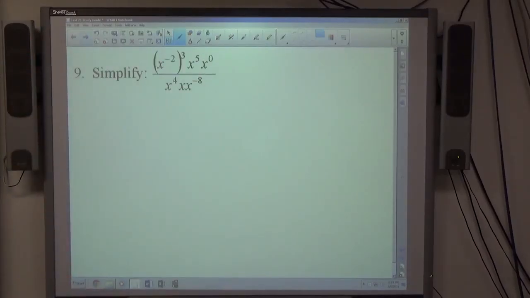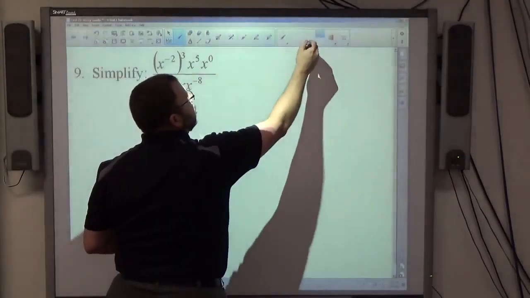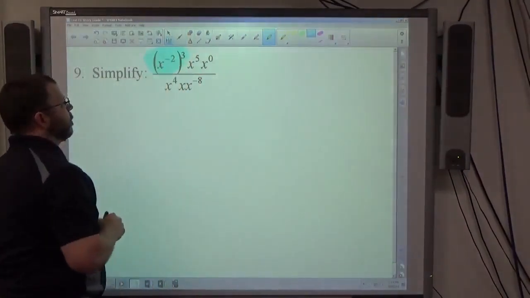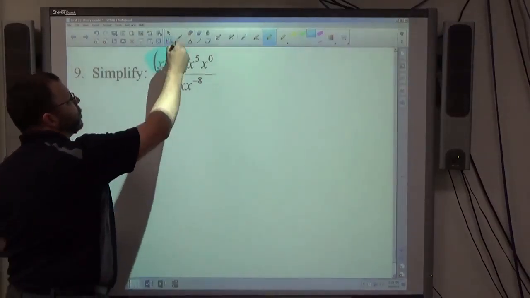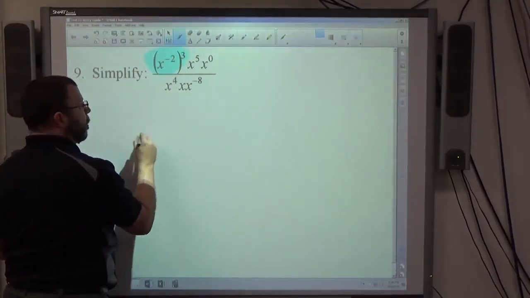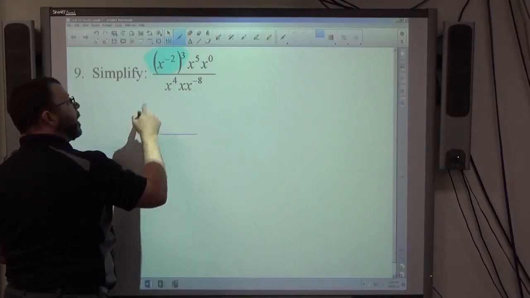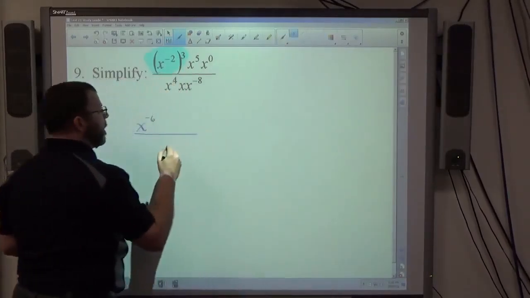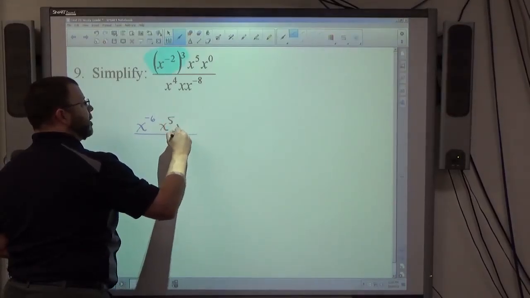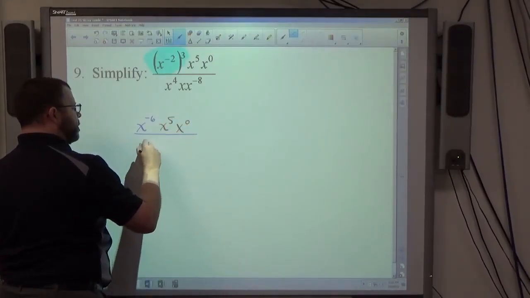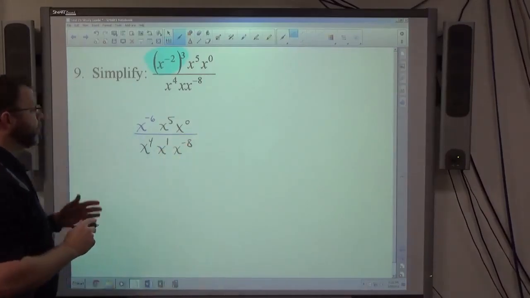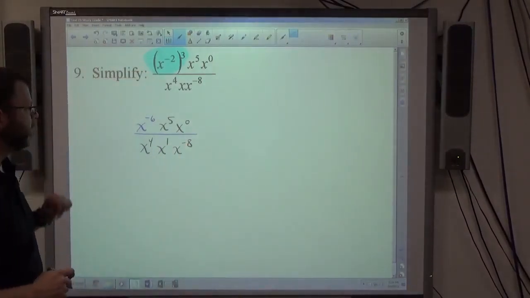Number 9, simplify. We got a bunch of letters raised to powers. The first step of simplification of this type of problem is to focus on that type of structure, a power to a power, and the rule states we're supposed to multiply the powers. So, x is the base, negative 2 times 3 is negative 6. Everything else stays as is. So we get x to the 5th, x to the 0 on top, x to the 4th, I'm going to write x to the 1st, and x to the negative 8th. So job 1, dealt with that, done.